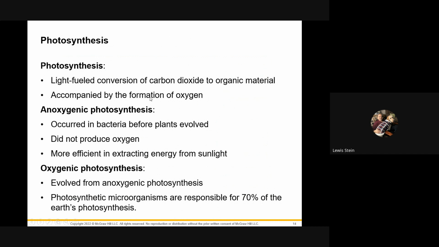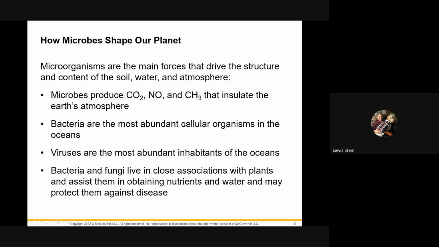Photosynthesis, carbon, oxygen. It's the only one you really have to know. I'm not worried about anoxygenic or oxygenic. We'll get into that when we do energy transformations in microorganisms. Again, carbon dioxide, nitric oxide, an important substance. Methane, again, important substances, all of which are a bit more atmospheric in nature.